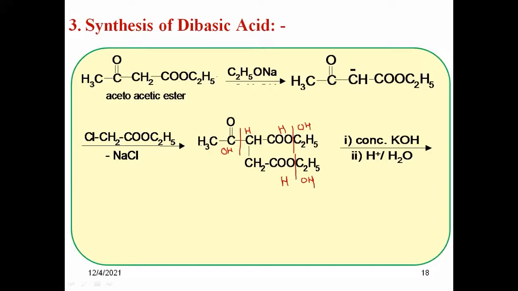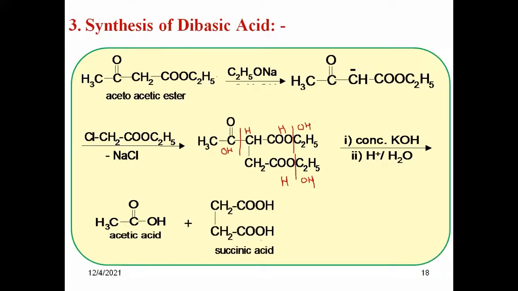The product will be CH3COOH. The first product is the same acetic acid, no doubt about that. The second is CH2COOH; again there is CH2COOH, and that compound is nothing but succinic acid. It is an example of a dibasic acid. It has two carboxylic groups, therefore it is a dibasic acid, and thus we get succinic acid.